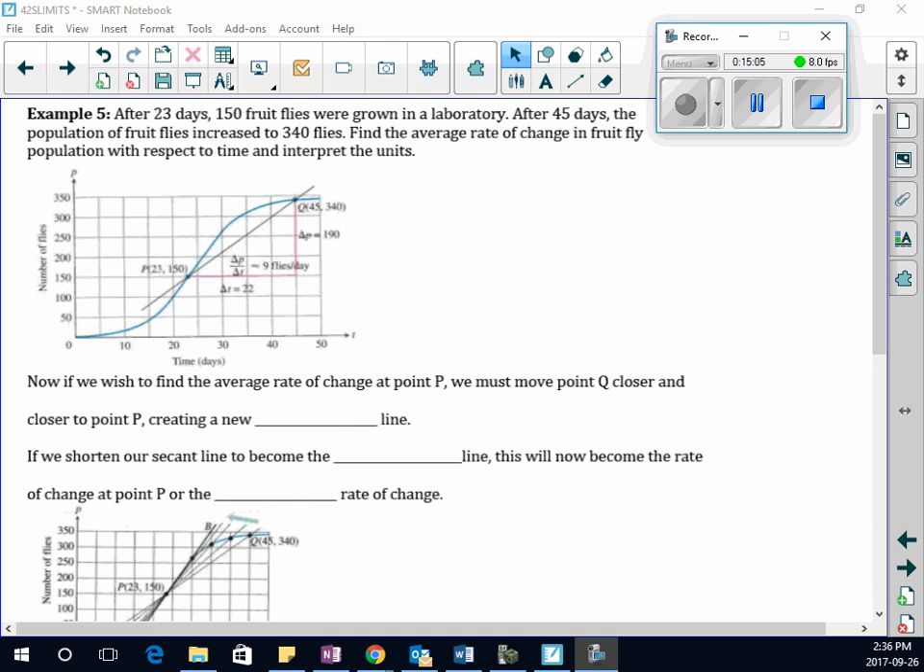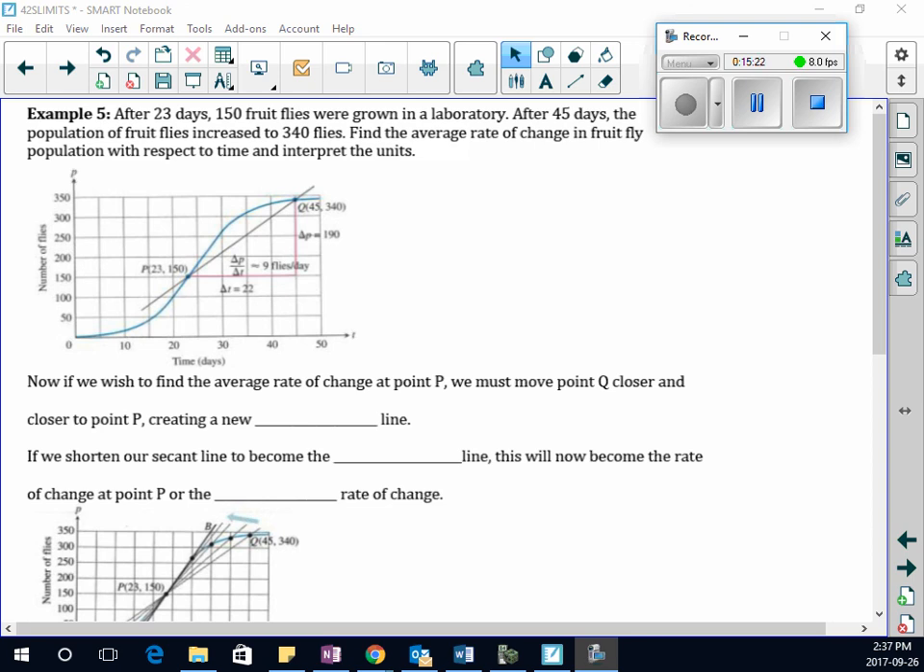After 23 days, 150 fruit flies were grown in a laboratory. After 45 days, the population of fruit flies increased to 340. Find the average rate of change in the fruit flies.